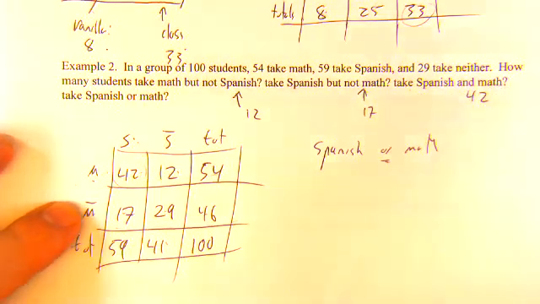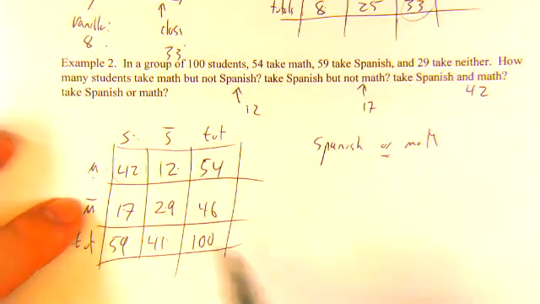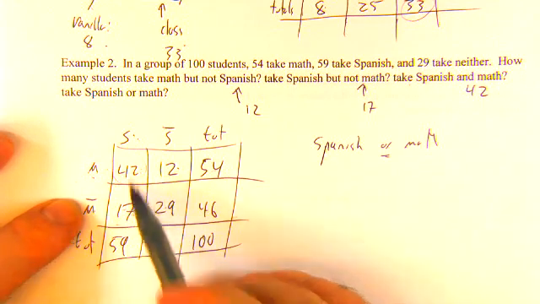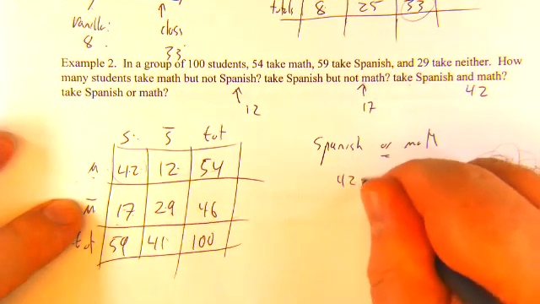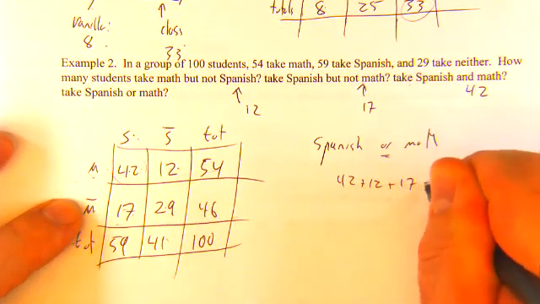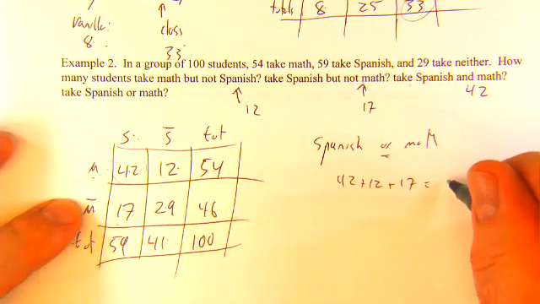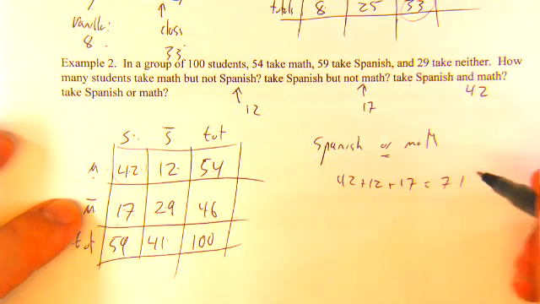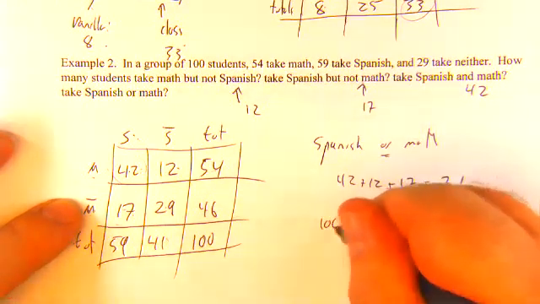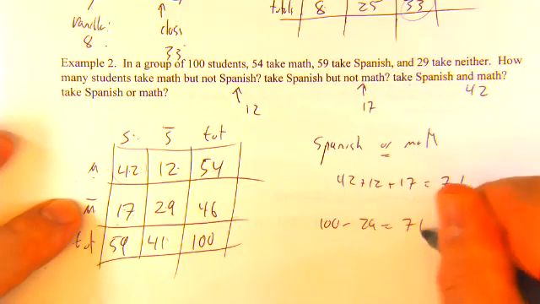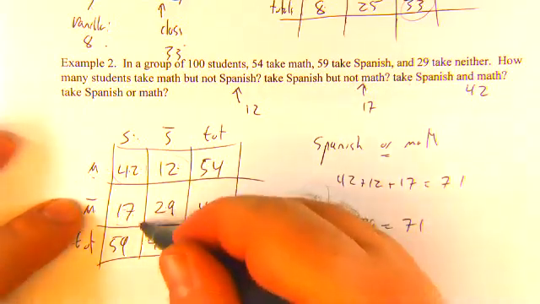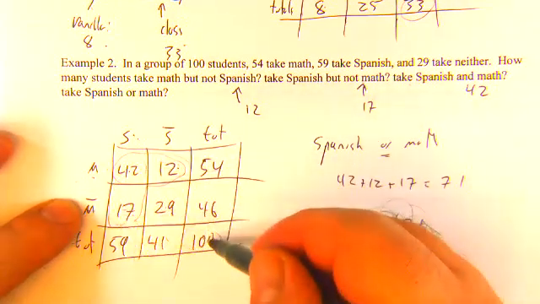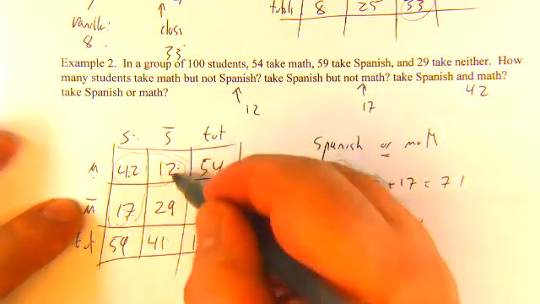Right? The "or" is telling me that there's actually 3 possibilities here. You can take Spanish but not math, Spanish and math, or you can take math but not Spanish. So 42 plus 12 plus 17, which is what, 59, 69, 71. Or, right, these 4 numbers together, that's all 100 students. If I want to know what the sum of these 3 is, I can just take 100 minus 29, and that tells me how many people are in there.